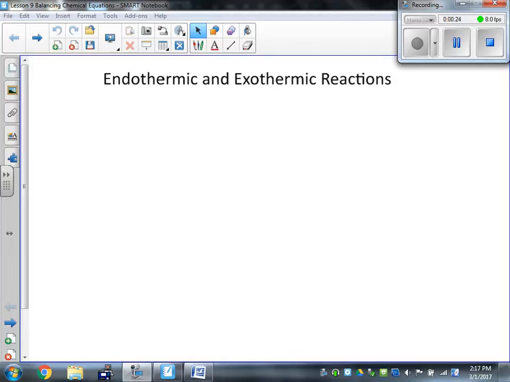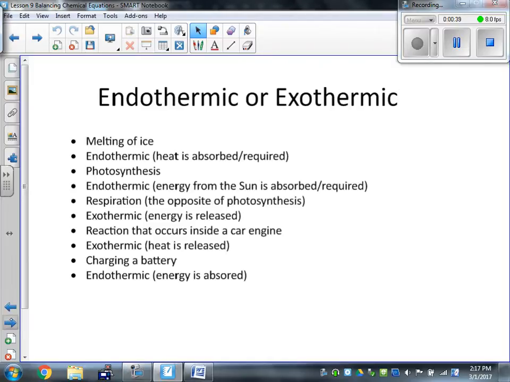Volcano, sure. What else? Sure. Giving off energy. Barbecues, yes. Okay. Stoves, etc. gives off energy, right? Okay. So that's kind of the difference between those two.